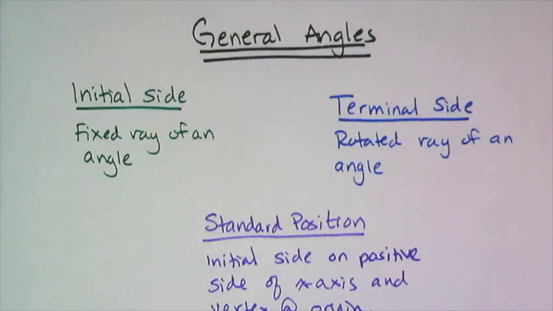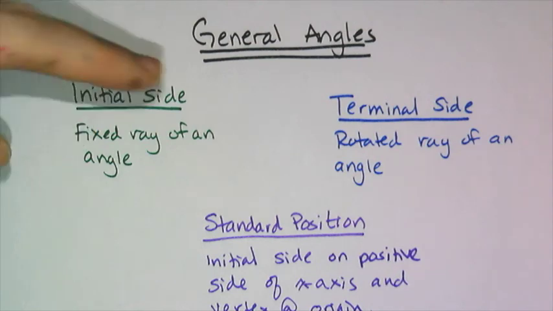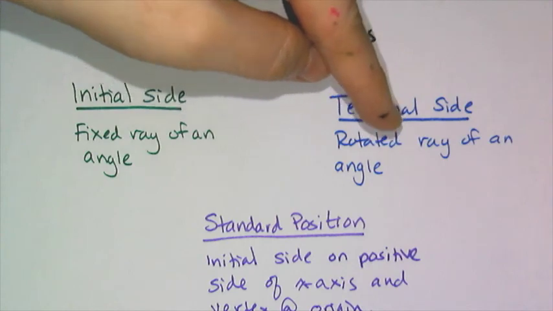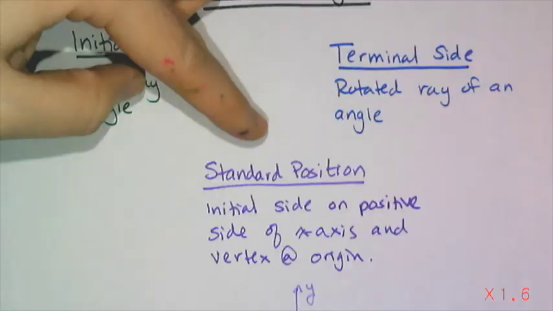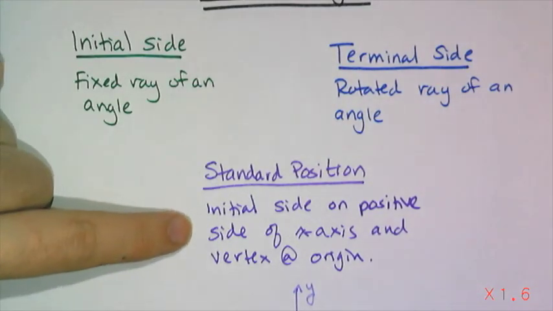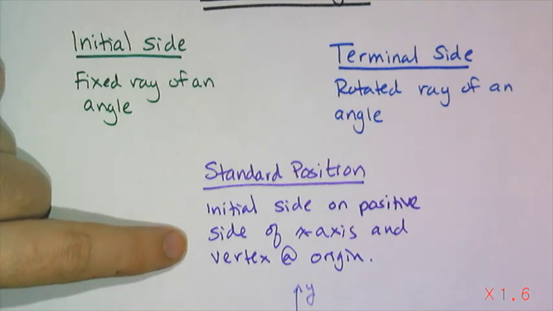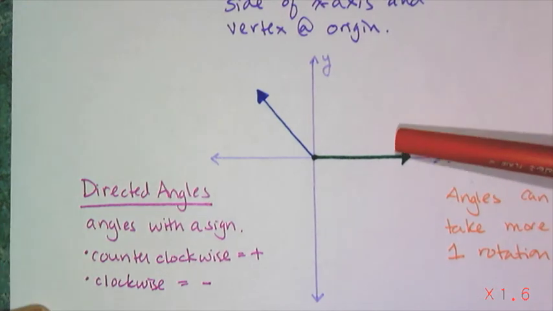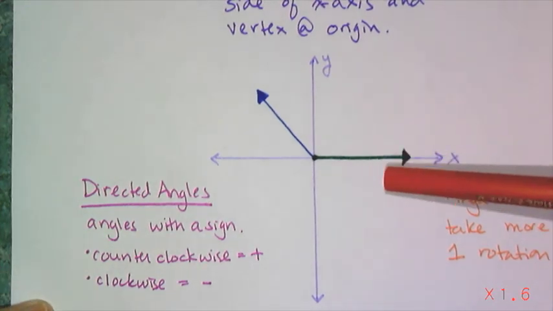In order to study the three trigonometric ratios as functions, first we have to generalize angle measures. So angles will have an initial side, which is a fixed ray of an angle. It will have a terminal side, which is the rotated ray of an angle. And we'll have something called standard position. That's where the initial side is on the positive side of the x-axis and the vertex is at the origin. So this is an example of an angle in standard position.